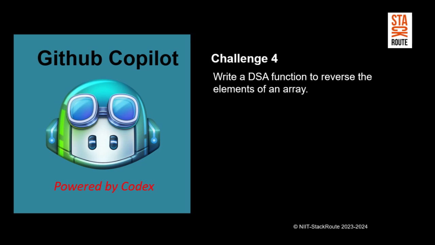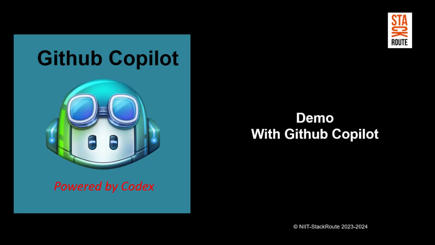Now let us see another category of challenges which GitHub Copilot will help us to solve. The first one will be to write a DSA function to reverse the elements of an array. So what do you think? In what time will you be able to write the code for it? Let's check it out. Let's see the wonder of GitHub Copilot.